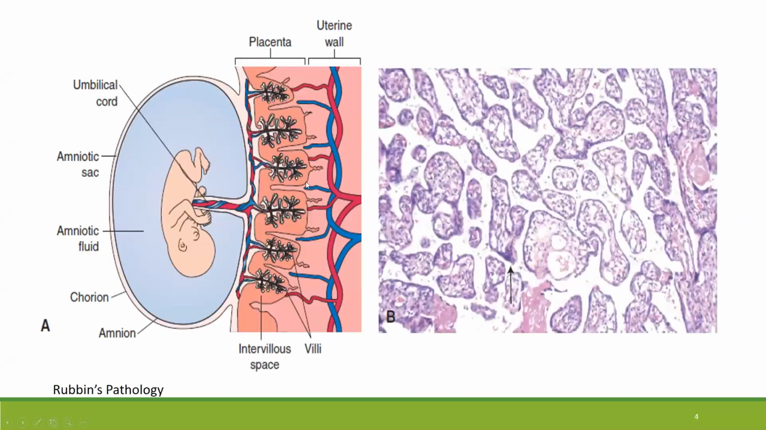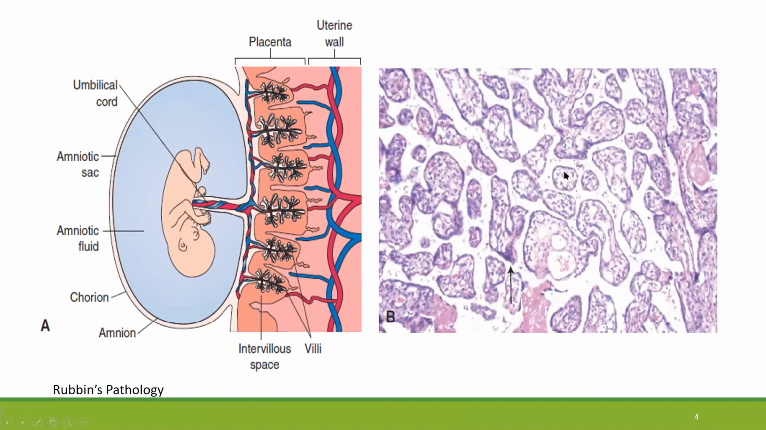This is the decidua. The decidua is the component that separates the placenta from the uterus. And these are the chorionic villi.